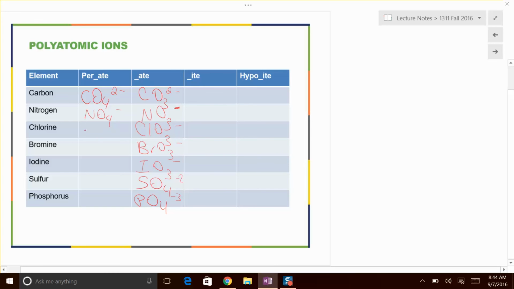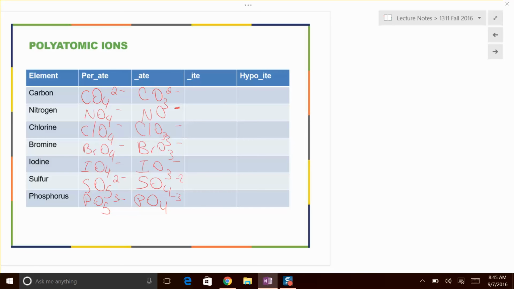NO4 minus, ClO4 minus, BrO4 minus, IO4 minus, SO5 2 minus, PO5 3 minus. These ones will be theoretical. They don't actually exist. But the idea is this: if you add an oxygen to your ate ion, it becomes a per-ate.